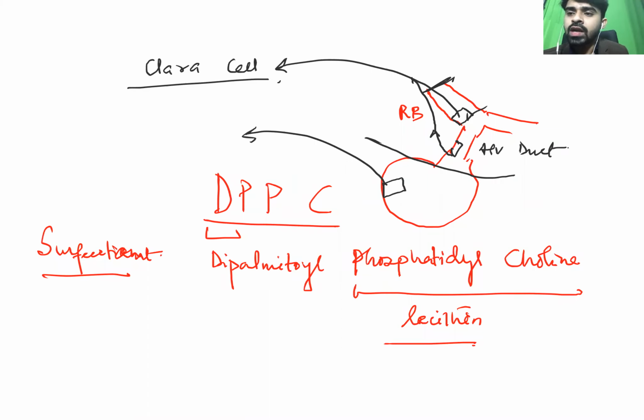Okay, and for the alveoli, surfactant will be produced by type 2 pneumocyte cell. Can you remember type 1, which is mainly helping in exchange of gases? It is type 2 pneumocyte cell.